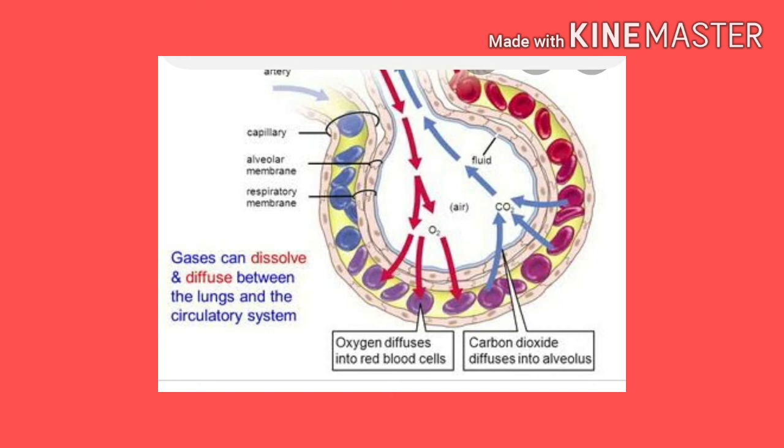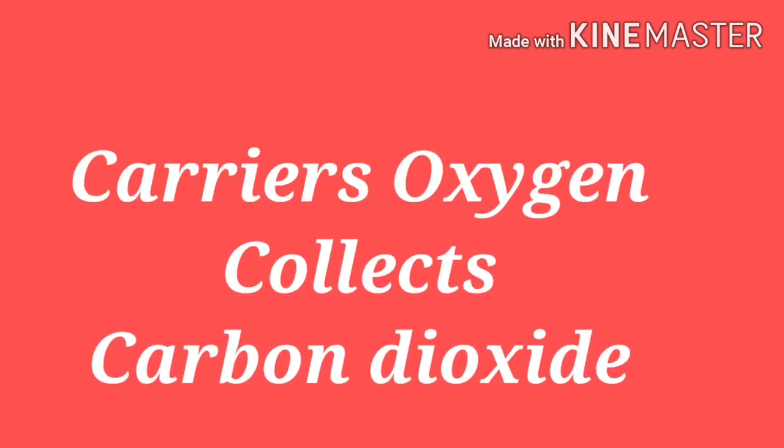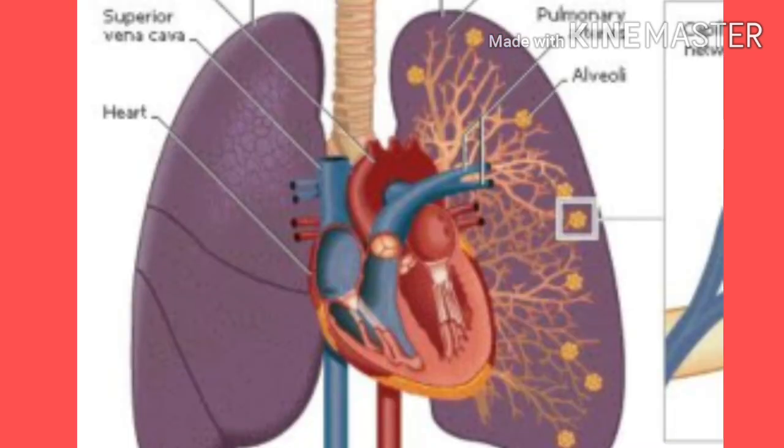Oxygen diffuses from alveoli to capillaries. Carbon dioxide diffuses from capillaries to alveoli. So gas exchange takes place between alveoli and capillaries. Blood carries oxygen and collects carbon dioxide to each and every cell of the body.